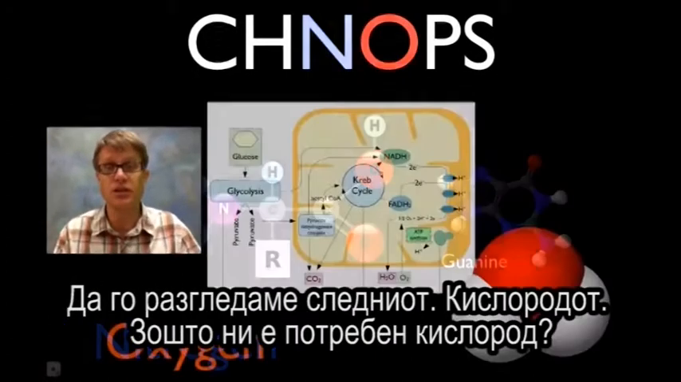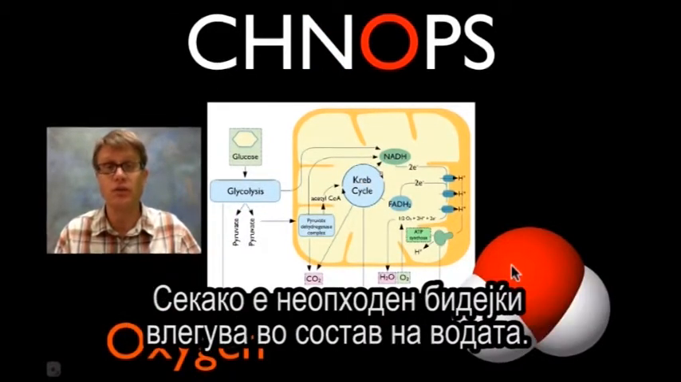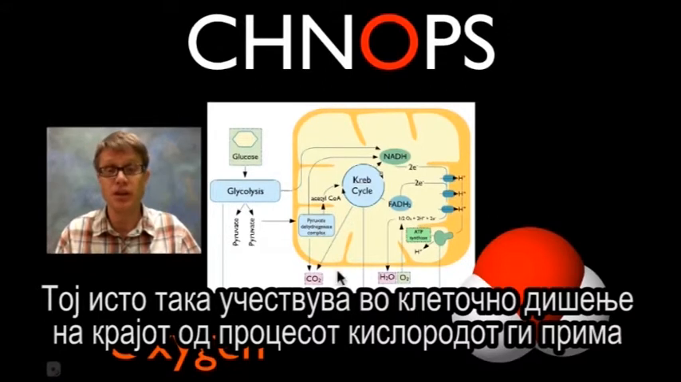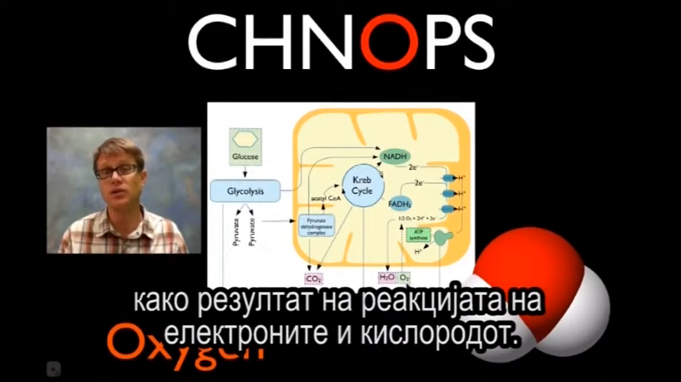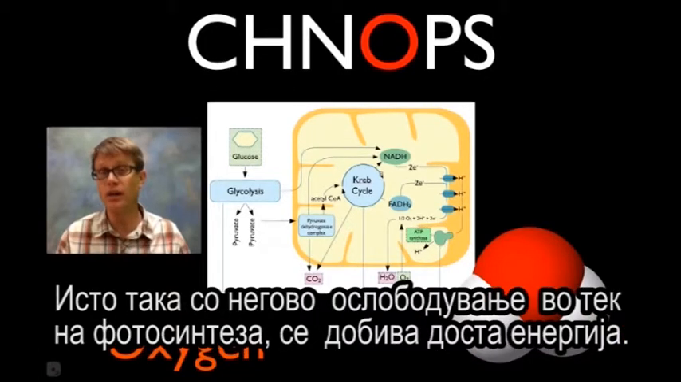Let's go to the next one, oxygen. Why do we need oxygen? Well, water, of course, we need oxygen for. But I also included cellular respiration here because way at the end of cellular respiration, oxygen is receiving those electrons. And so we can get a huge amount of energy as those electrons fall to oxygen. Likewise, when we pull them away in photosynthesis, we can store a lot of energy.